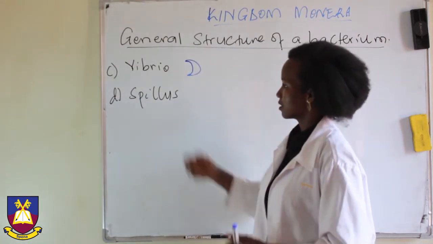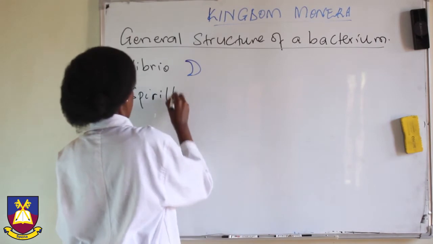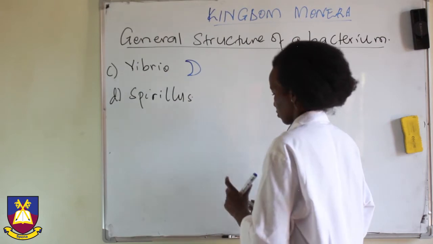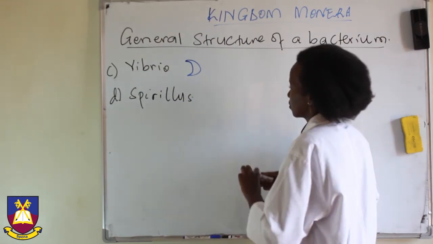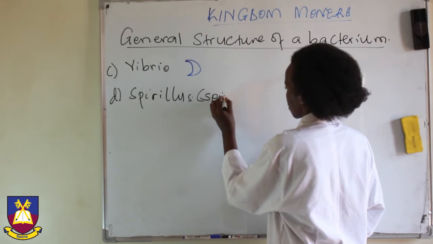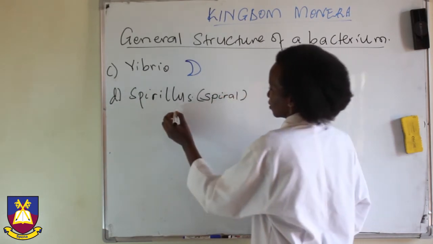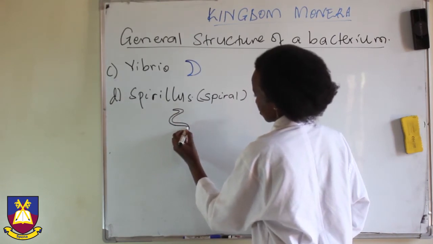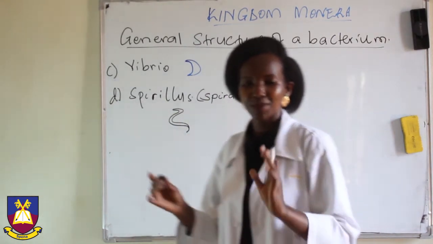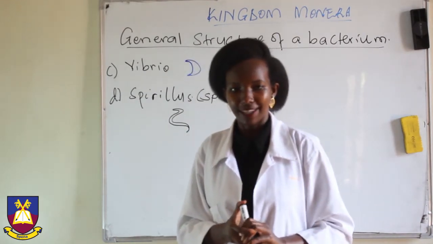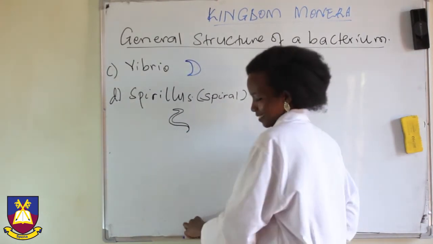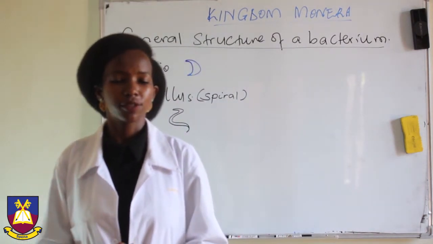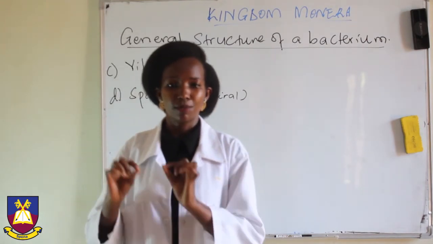And lastly is the Spirulus. So now this one is spiral in nature. Okay, it is spiral. And so it's a bacteria that looks like this. It is not big enough to be seen by our naked eye. Otherwise, I think it would be freaky to see a bacterium that looks like that. And so, those are the 4 categories of bacteria according to their shapes.